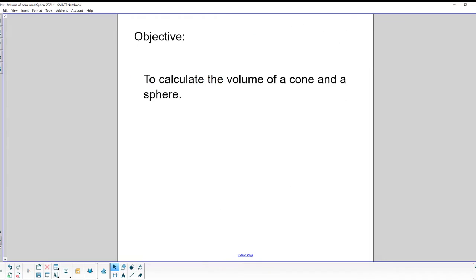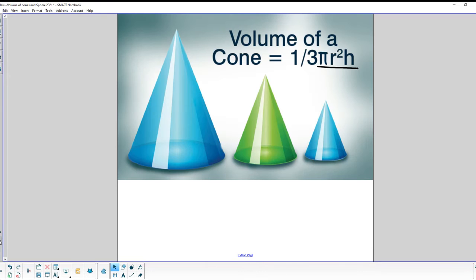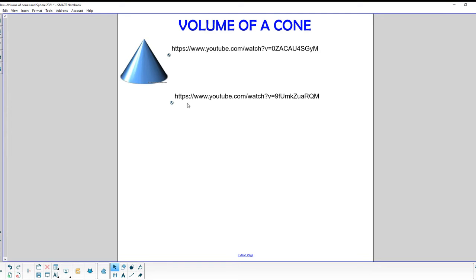Let's move on. Today we're going to talk about how to calculate the volume of a cone and a sphere. The volume of a cone has an interesting formula: 1/3 pi r squared times the height. Take a closer look at that. Watch these videos if you're at home, as there's a very good demonstration of why this formula is what it is.